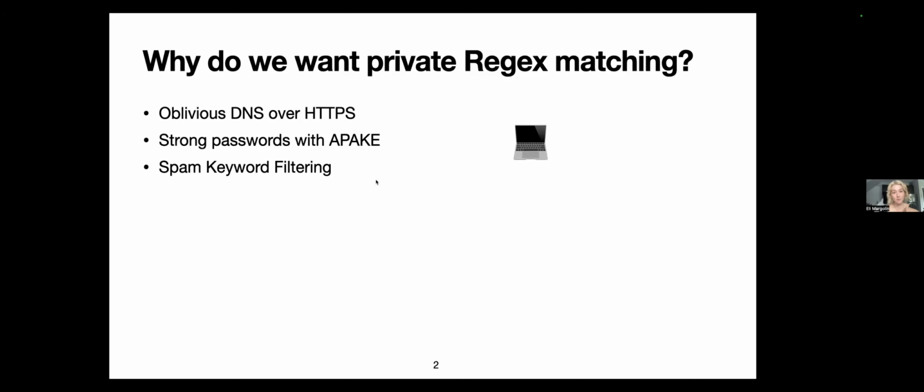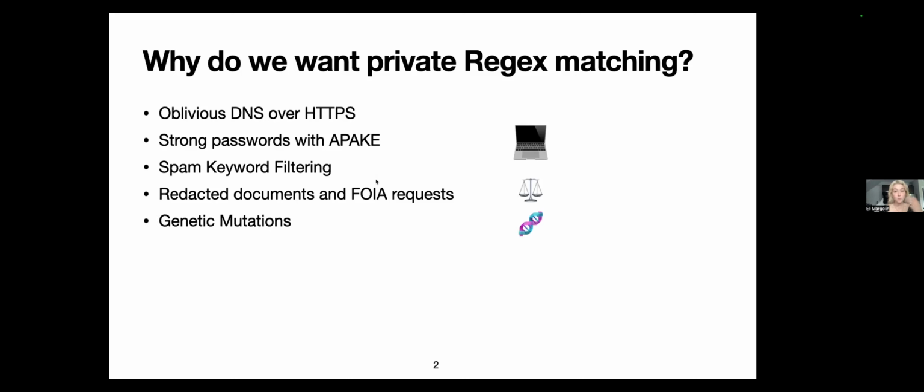Alternatively, users might want spam keyword filtering while not having to show the entire contents of their email to Google or Proton Mail or whoever. In the realm of justice and journalism, you might want to prove things about redacted government documents, which are the results of FOIA or Freedom of Information Act requests. And then finally, in the case of biology and personalized medicine, individuals might want to prove certain things about their genetic code, like genetic mutations to personalized drug treatments, without having to provide all of their DNA to a big pharma company. And this last use case is the one we're going to talk the most about today, but we examine all of these in the paper.